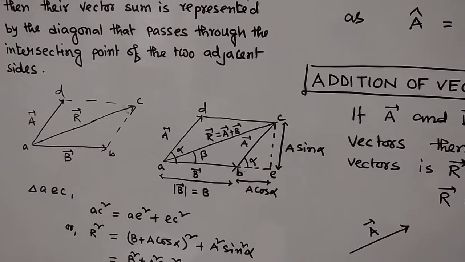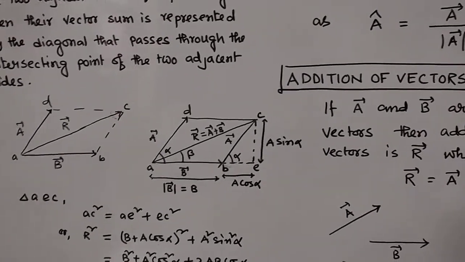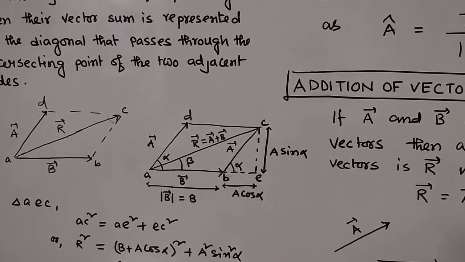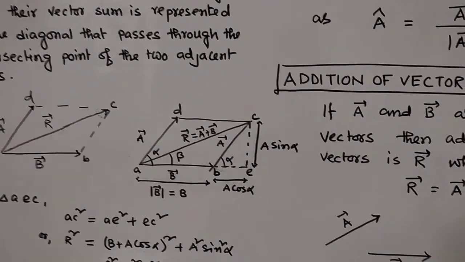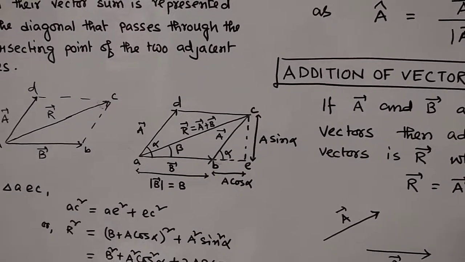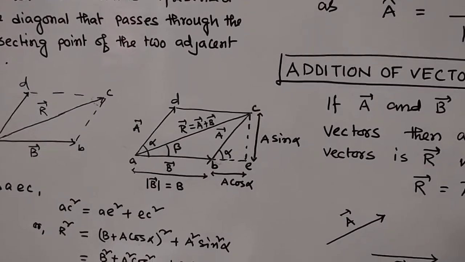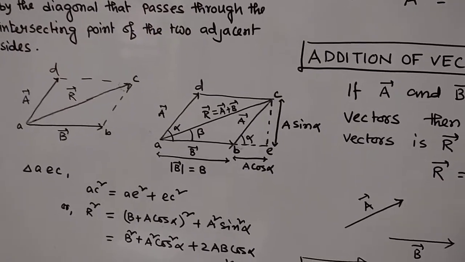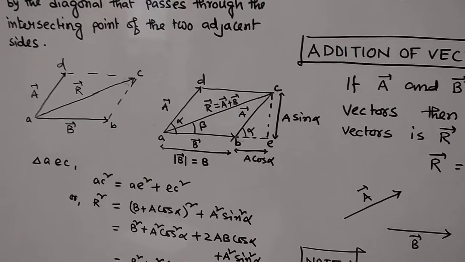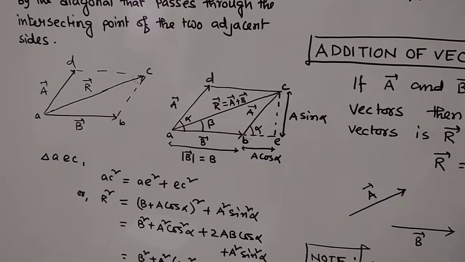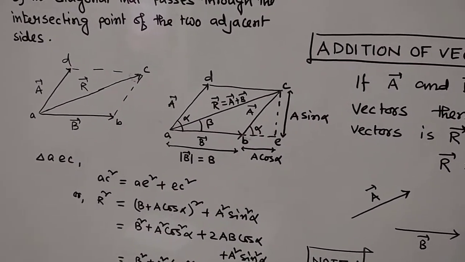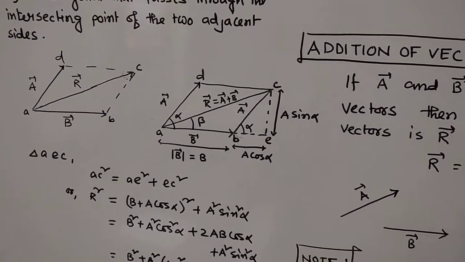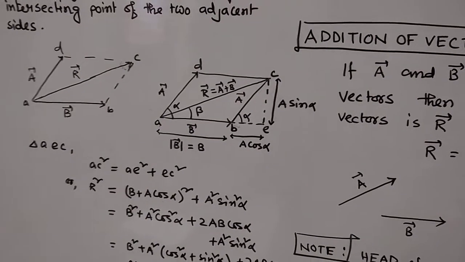If you take sin alpha and cos alpha, you will get the trigonometric values. Now consider the right angle triangle AEC, because we have drawn the perpendicular CE over the extended AB. So AEC is a right angle triangle, so you have to use the Pythagoras theorem. Hypotenuse square equals the sum of the two sides squared. So AC square equals AE square plus CE square.